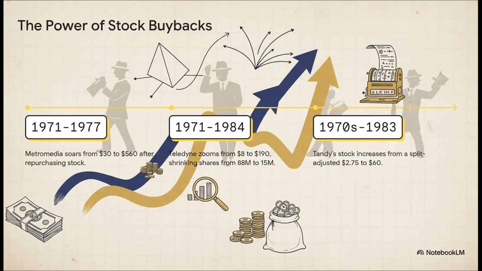And listen, this isn't just some nice theory. This stuff works in the real world. Just look at these examples from O'Neill's research. Teledyne chopped its share count from 88 million all the way down to 15 million, and the stock went ballistic from $8 to $190. Metromedia, Tandy, it's the same story. Spectacular gains after they got aggressive about buying back their own stock. That is the raw power of a shrinking supply.